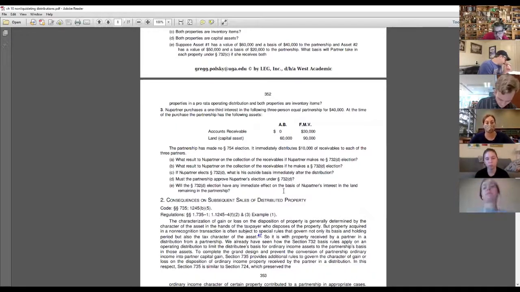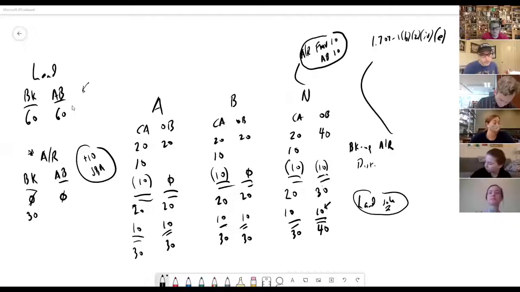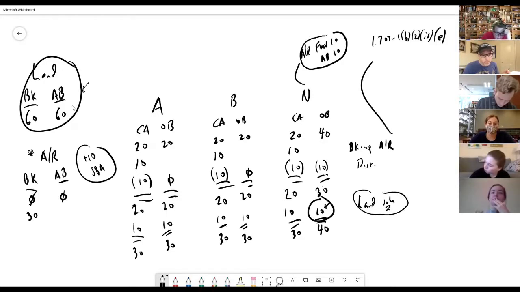Will the 732(d) election have any immediate effect on the basis of N's interest in the land remaining? No. No SBA in the land. It could affect the basis if the land were distributed in liquidation of the interest, and we'll leave that aside for now because we haven't talked about liquidating distributions. So don't worry about E at all. But the point there is really that there's nothing here. This is the same. And that's really the point of showing this, that 732(d) doesn't help N on the land sale in the same way that a 754 election would have helped N.